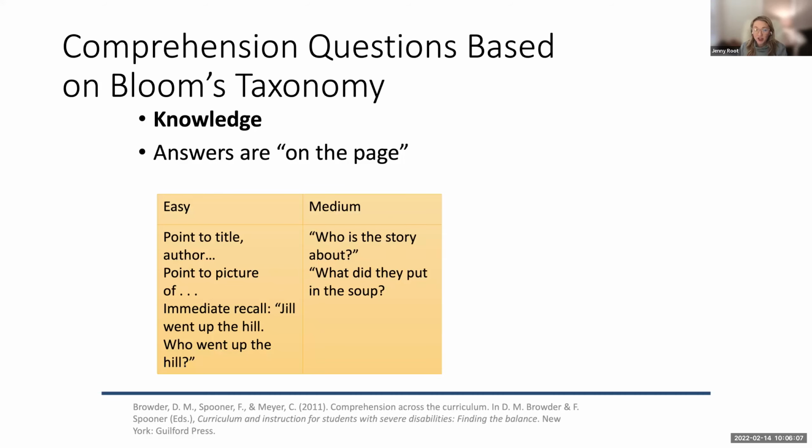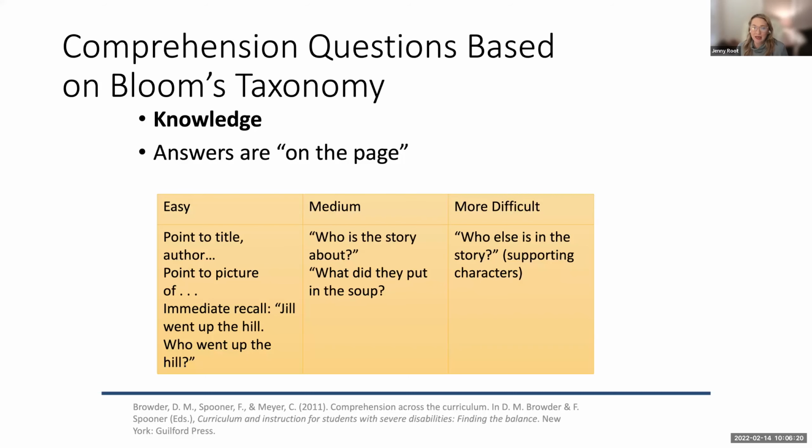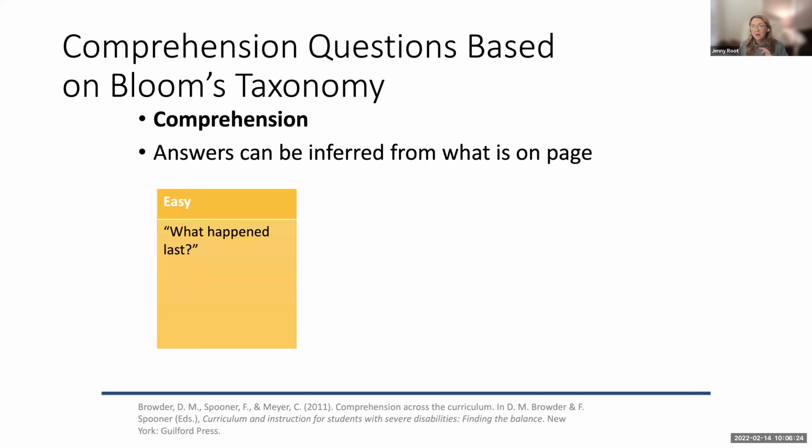Another still knowledge question, but a little more difficult, would be a medium level, would be like, who is the story about? What did they put in the soup? And a little bit more difficult would be like, who else is in the story? So asking for an expansion or building on. Moving up into the comprehension level, an easy level comprehension question. Again, answers can be inferred from what is right on the page. So I can refer back to the text to get help or find the answer.